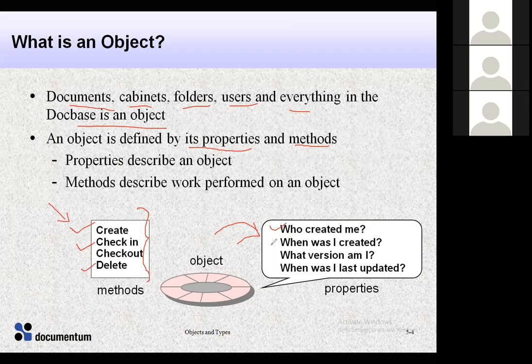What are they doing? A particular activity. What can be done for this? For example, a folder can be created. If you create a folder, that's a method. We can create users, but we can't check out users, right? So users do not have that method.